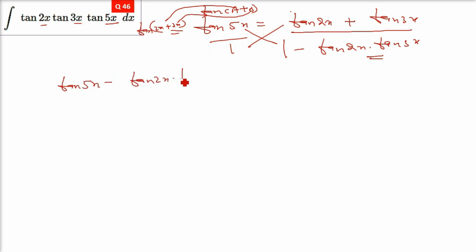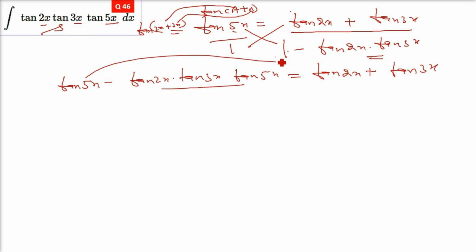So I am multiplying it: tan 5x times the first term gives tan 5x, tan 2x, tan 3x. You can write it as tan 2x, tan 3x, tan 5x. On the right hand side, it will be tan 2x plus tan 3x. Now what do you see here? You see that the question is already being formed from here, in terms of those terms which we can integrate very easily.